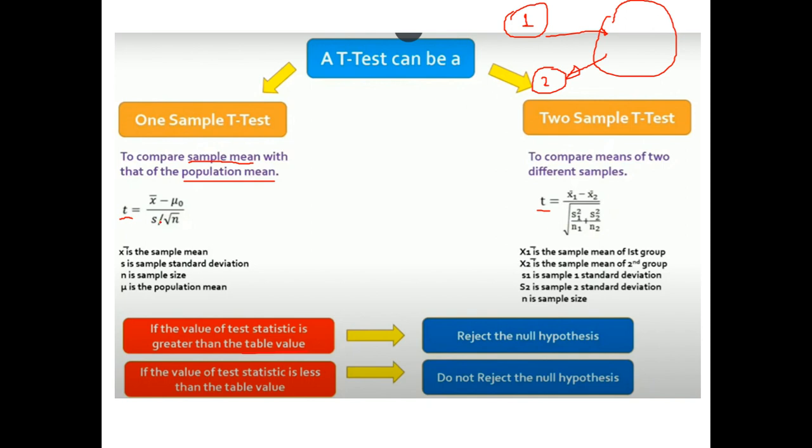How are we calculating? It involves the sample mean, the standard deviation, the sample size, which we also know, and the population mean, which we also know. If we know the population mean, then only we can perform this test. And when we do not know the population mean, then we are comparing two samples. So this is the way we perform the t-test.